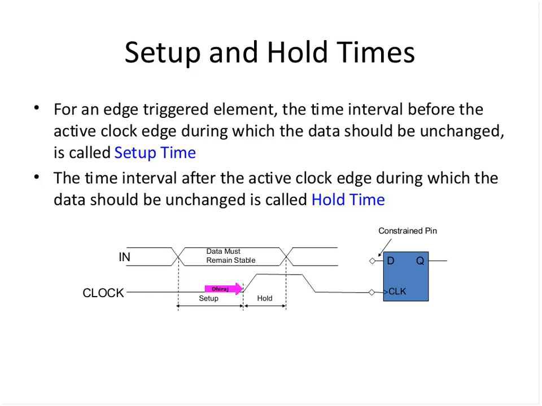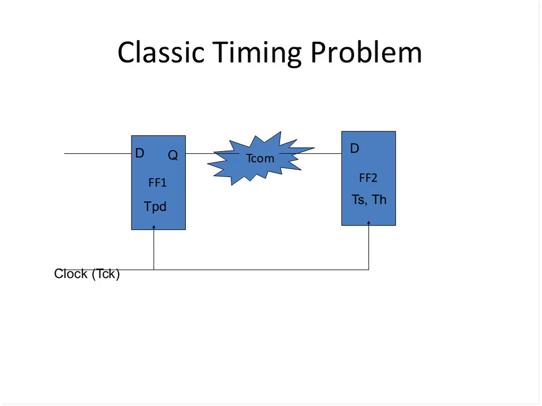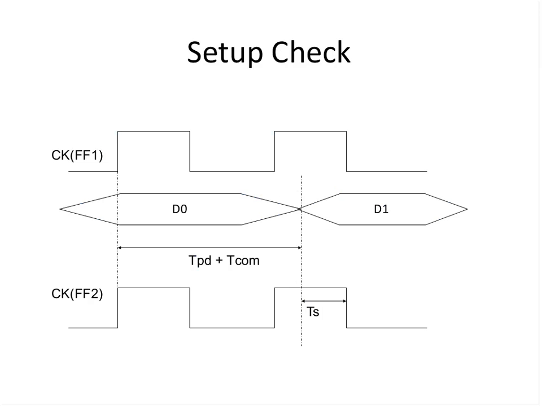Now let's look at the classic timing problem. That means data is being launched by a flip flop FF1 and is being captured by the flip flop FF2. TPD is the propagation delay for FF1. TS and TH are the setup and hold time constraints for FF2. TCOM is the delay for the combinational element in between. Now FF1 will launch data at the active edge.